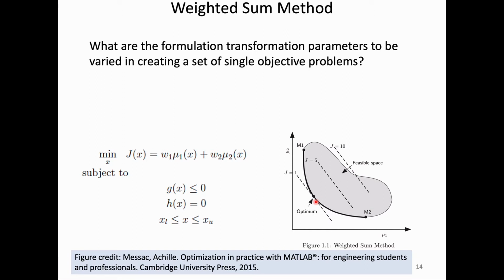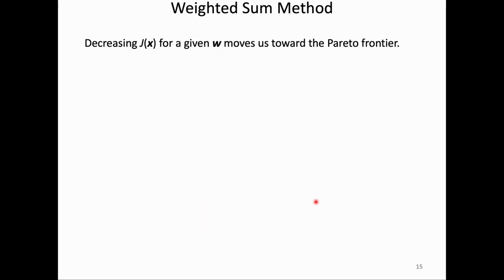What are the formulation transformation parameters that we are varying and creating a set of single objective problems? Thinking back to the very general description of scalarization methods that I gave earlier, here we're talking about these different p values. And it should be pretty clear that in this case, it's the set of weights that we are varying. These are the formulation transformation parameters, or in other words, as we change the value of the weights, we use those different values of the weights to take our multi-objective problem and transform it into a single objective problem formulation. Decreasing the aggregate objective function for a given value of W moves us toward the Pareto frontier.